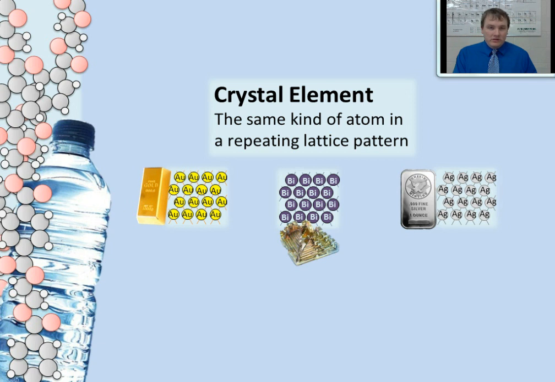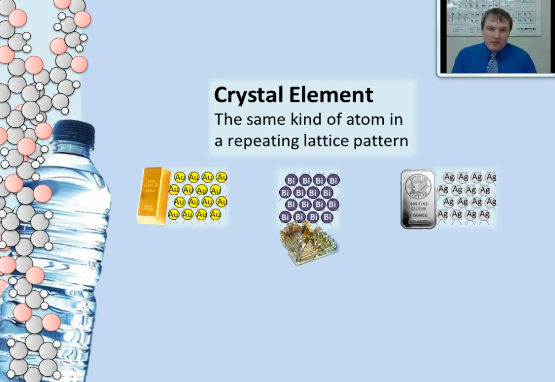First off, gold, bismuth, and silver are all crystal elements because they're just one type of atom, except because they are solid substances, they're bonded together in such a way that the atoms make a repeating pattern with one another, and that makes them crystal elements. One type of atom in a repeating pattern as a solid.